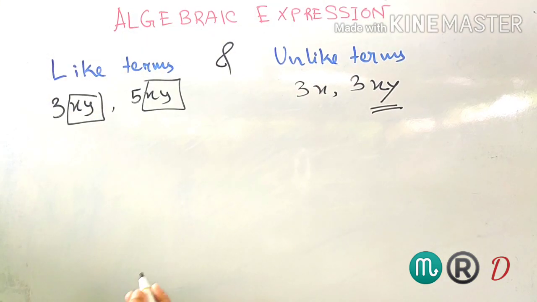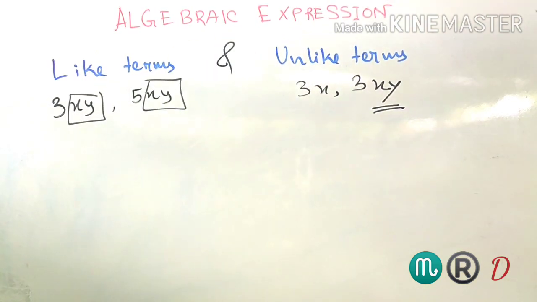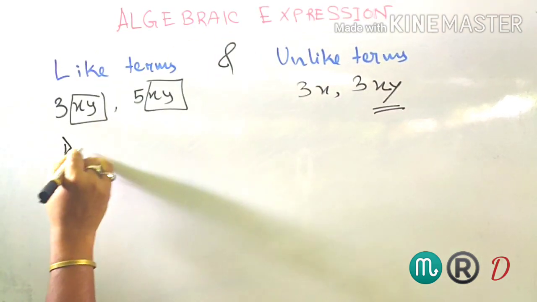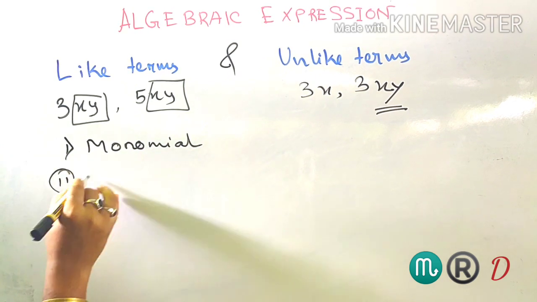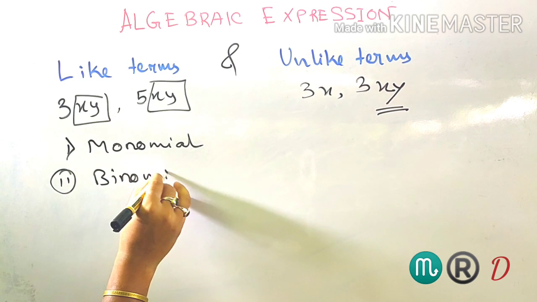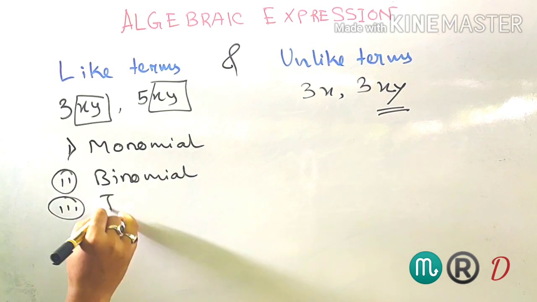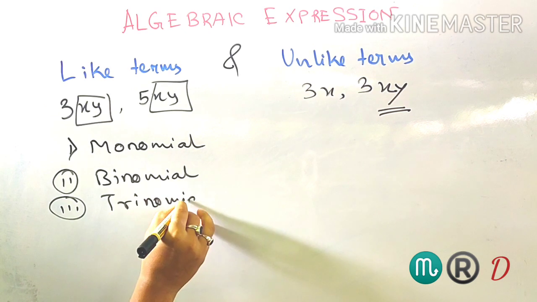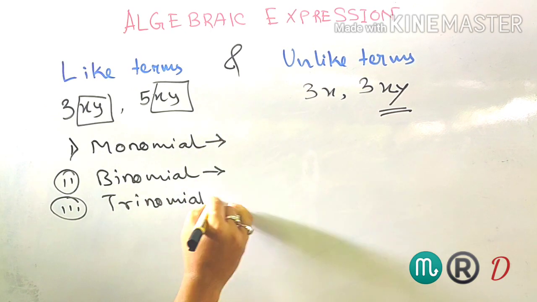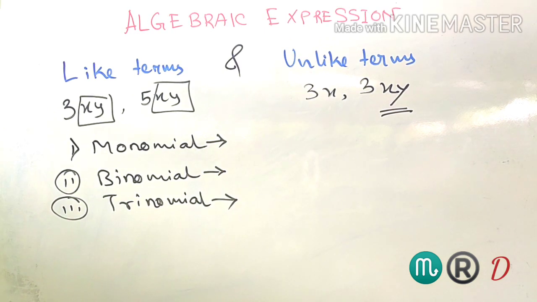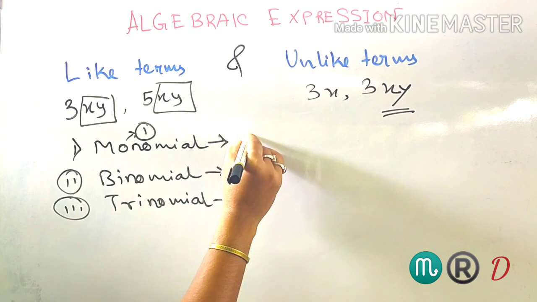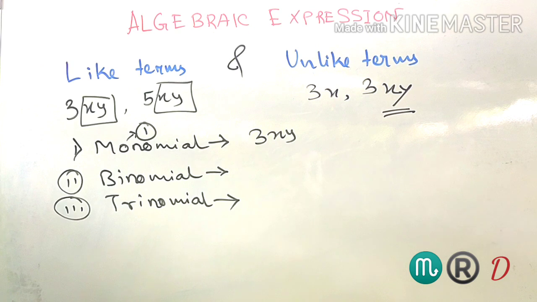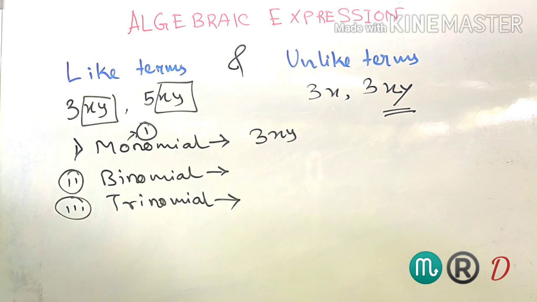Next, depending upon the terms, an algebraic expression is divided into three types: monomial, binomial, and trinomial. Monomial means an algebraic expression in which we have only one term. Mono means only one term is there. Suppose 3xy. It is an algebraic expression which has only one term, so it is a monomial.